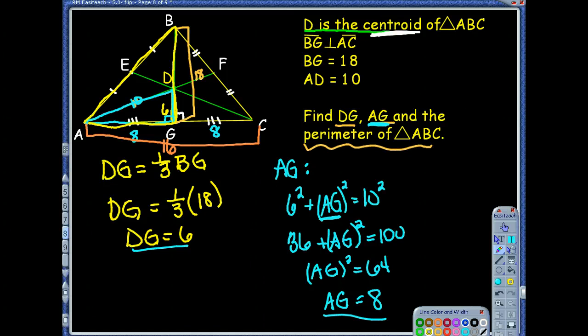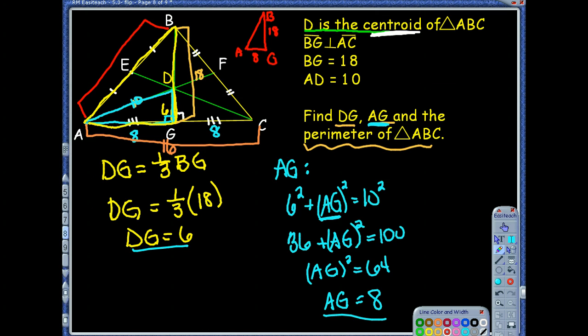If I can find AB by using the Pythagorean theorem again, I can find that AB. So I'm just going to draw the triangle that we're finding. This is our B, this is our G, and this is our A. And we know that this was 8, and we know that this was 18. That's so much easier to see. So we're going to find AB.